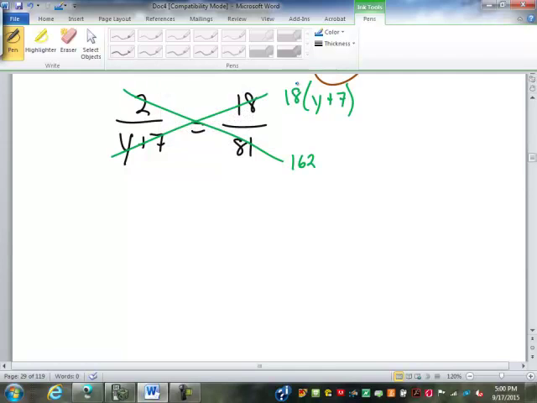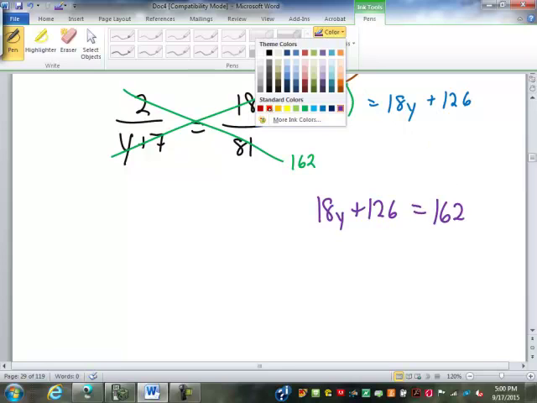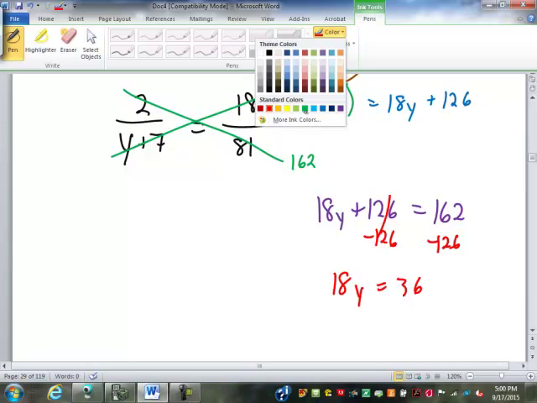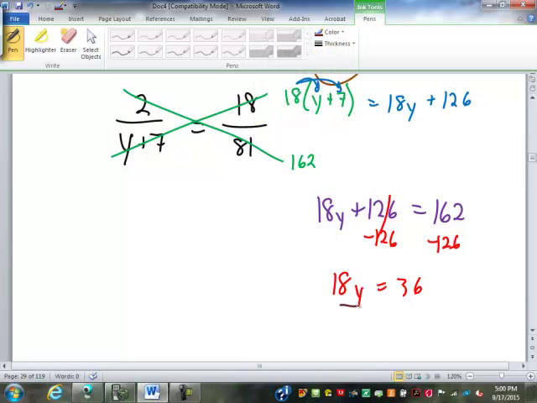Then I'll distribute it. 18 times y is 18y. 18 times 7, 126. 126, perfect. So what we have here is 18y plus 126 equals 162. I'm going to subtract 126. 18y equals 36. And divide by 18. y equals 2.